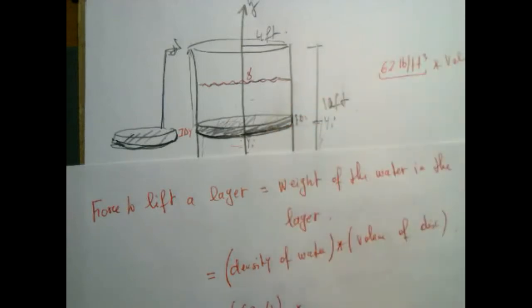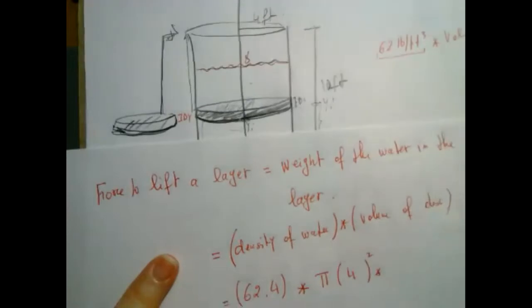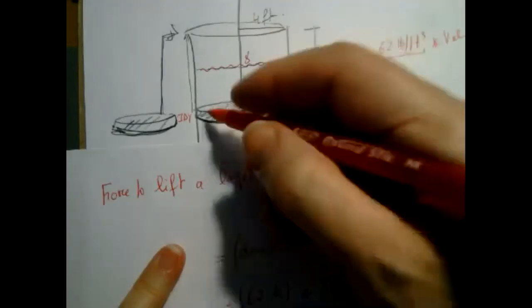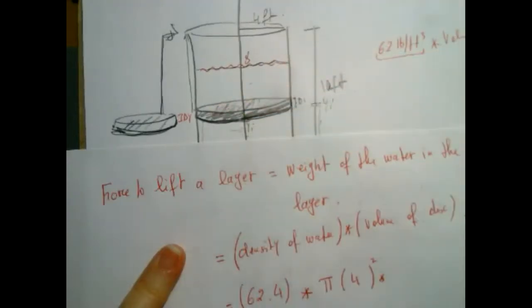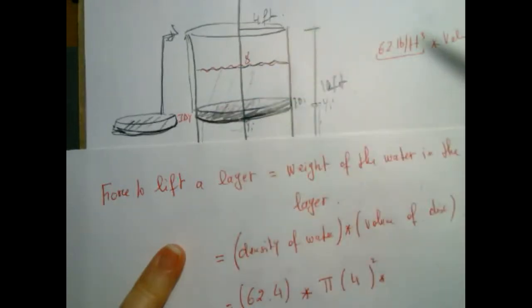Pi r squared times h. Pi r squared. What's r squared in this problem? 4. 4. And then times, exactly. What's the h in this problem? The 10 minus yi. No. Delta y? Delta y. Why delta y? Because you're looking for the height of an individual layer. Exactly. I'm looking for the height for the individual layer. That's the piece. Otherwise, I'm not looking for all the water because I'm back into the same issue.